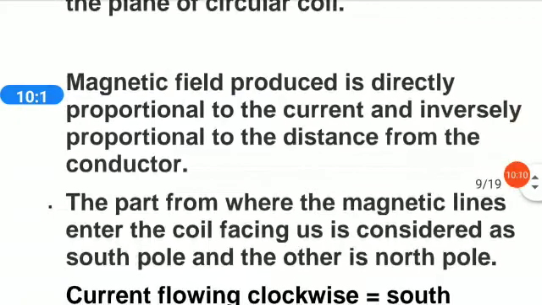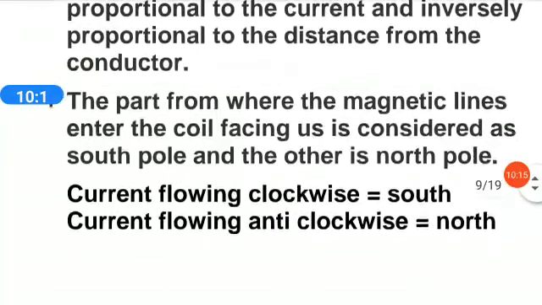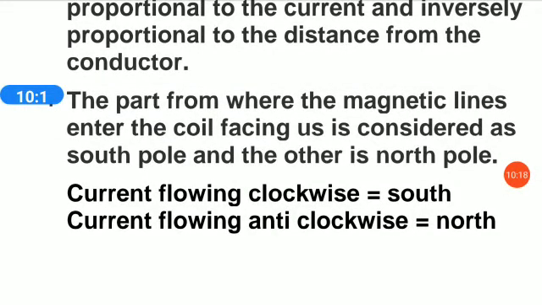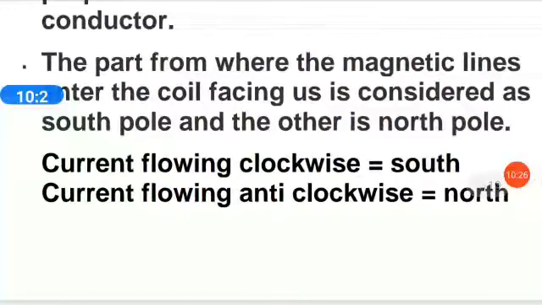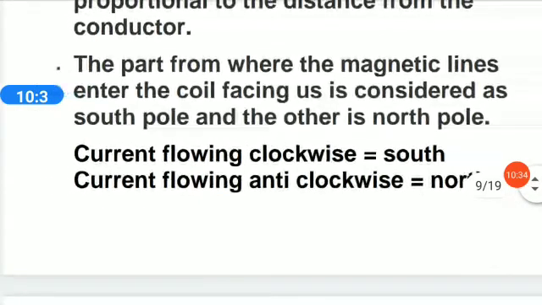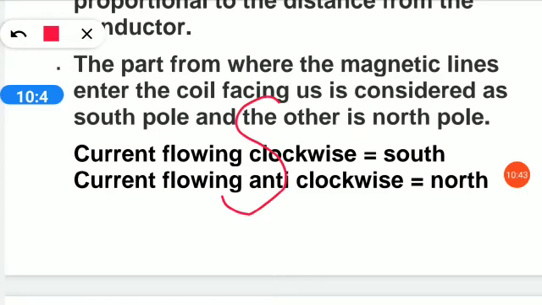Magnetic field produced is directly proportional to the current and inversely proportional to the distance from the conductor. The face of the coil from where the magnetic field lines enter, facing us, is considered the south pole and the other is the north pole. So, current flowing clockwise is south and current flowing anti-clockwise is north. Simple. Remember this: current flowing clockwise, the direction is south; current flowing anti-clockwise, the direction is north. You can remember this simply. Now, thank you.